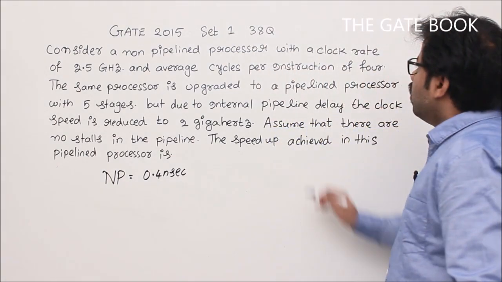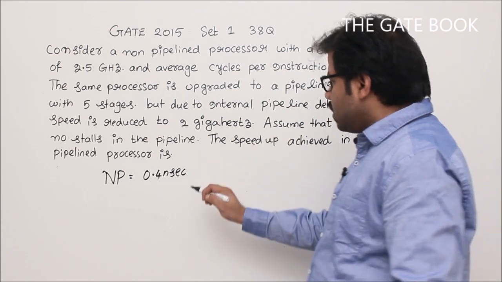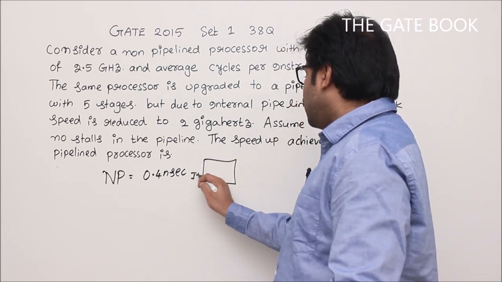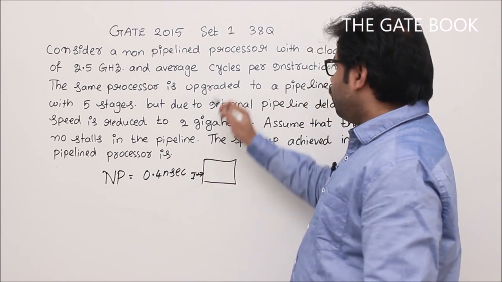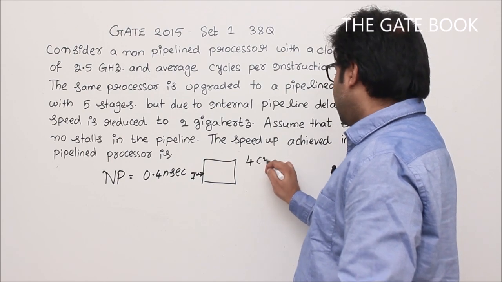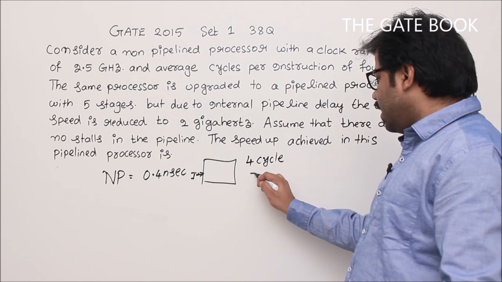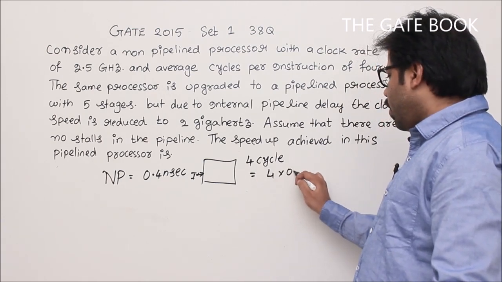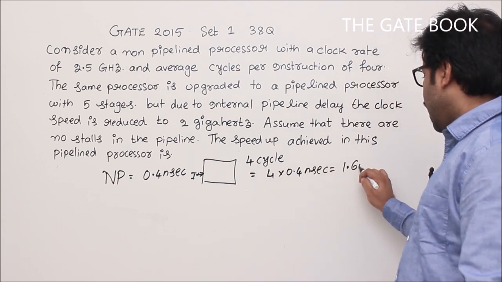Second one, and it is given that the average cycles per instruction in this processor is 4. To execute one instruction, how much time will it take on average? It is 4 cycles, right? But what is the cycle time? 0.4 nanosecond. Then can I say that to execute one instruction on average it takes 4 into 0.4 nanosecond, which is nothing but 1.6 nanosecond.